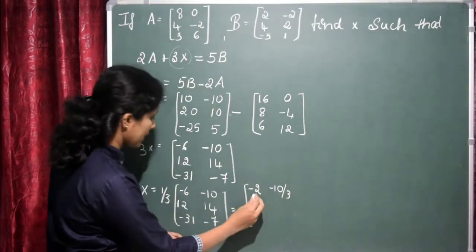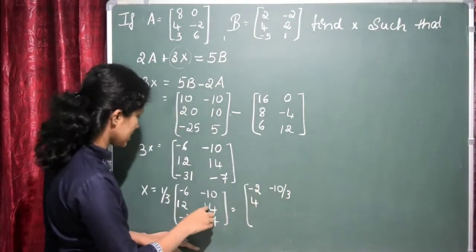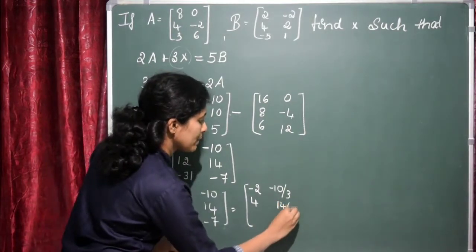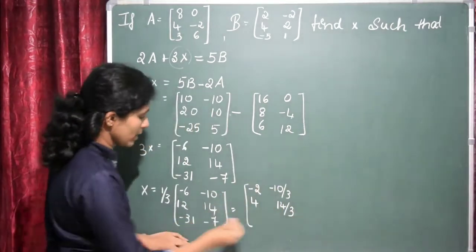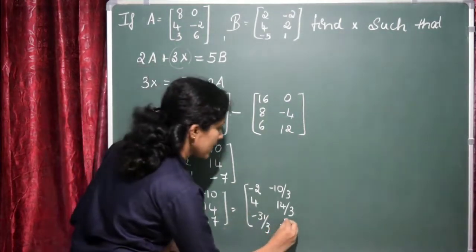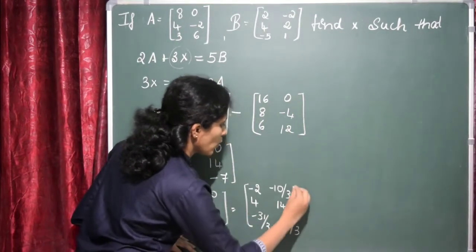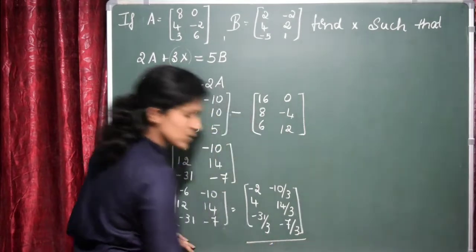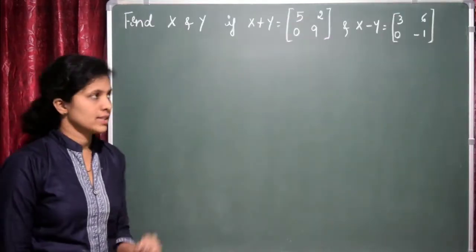This is 12 by 3 will be 4. And this will be now 14 divided by 3. This is now minus 31 by 3. Next will be minus 7 by 3. So this is the value of x. I hope you understood this one. We'll see the next one.